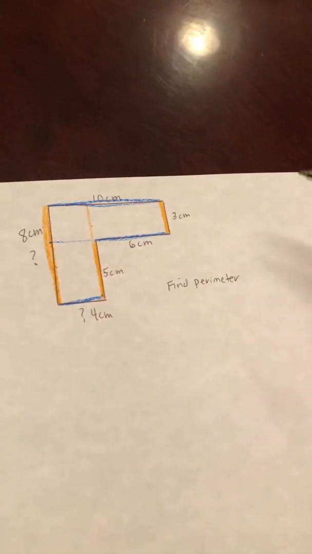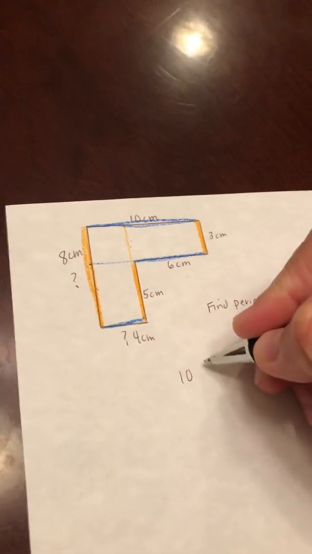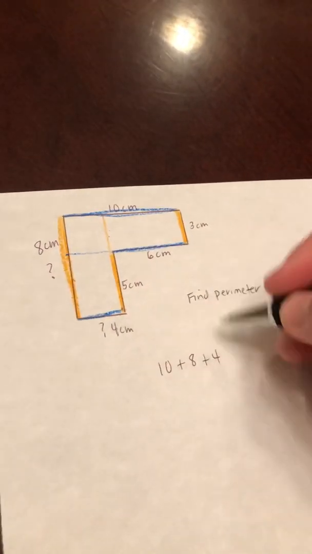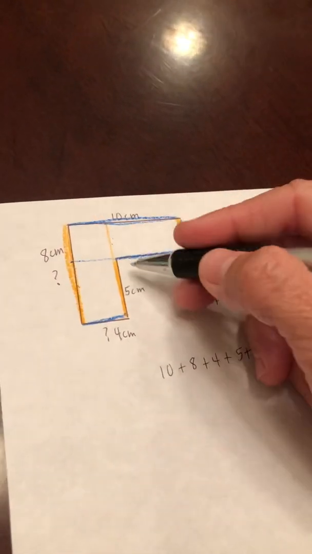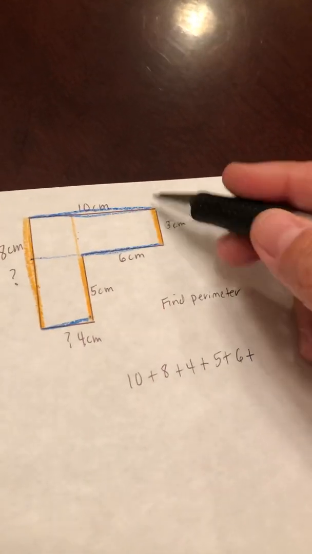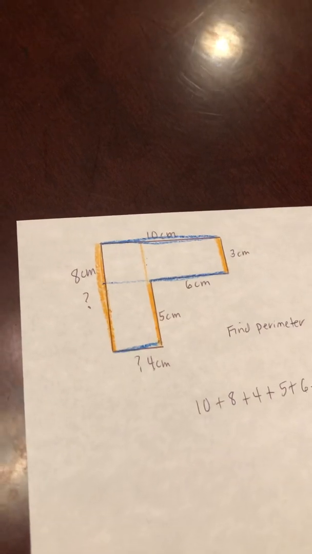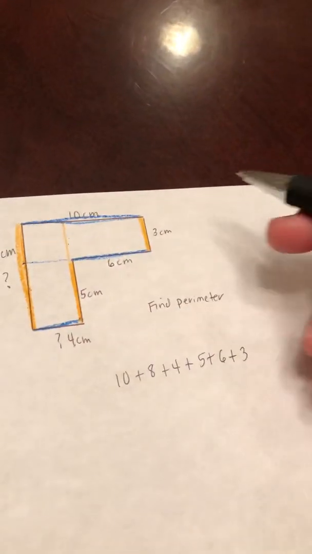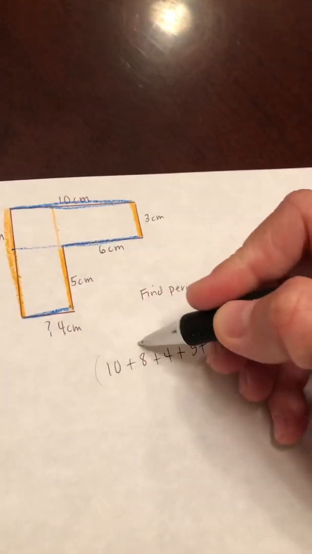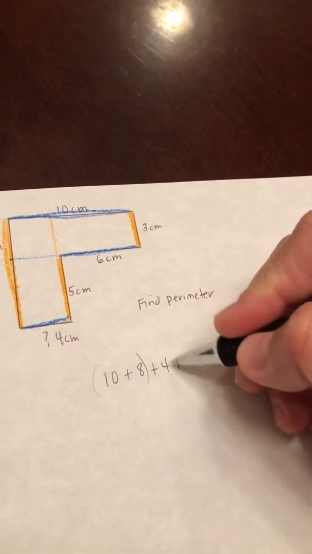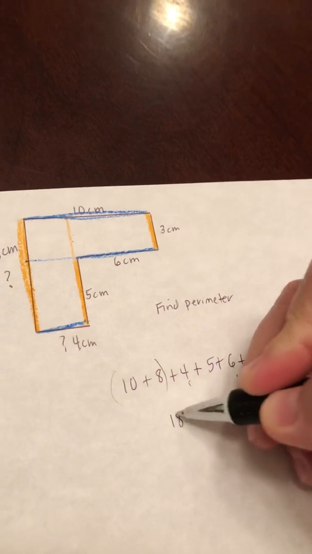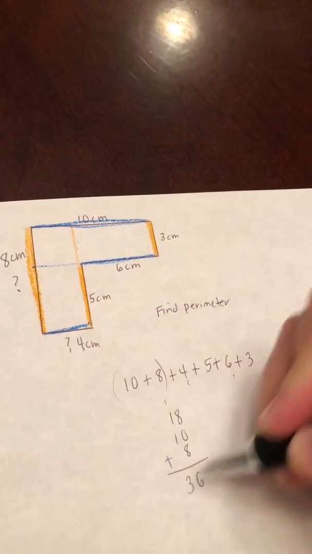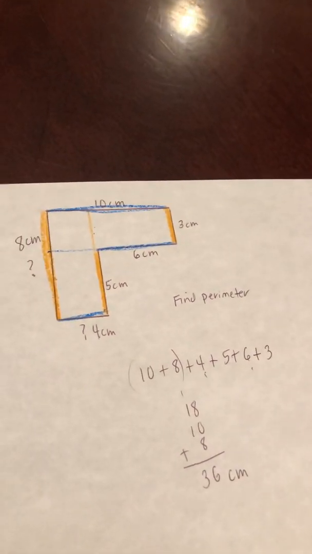Now to find the perimeter, I just have to go around and add all of these up. 10 centimeters plus 8 centimeters plus 4 centimeters plus 5 centimeters plus 6 centimeters plus 3 centimeters. Add all those up. I got 1, 2, 3, 4, 5, 6 sides. 1, 2, 3, 4, 5, 6 numbers added together. So I'm just gonna add what looks easy here. So 18. This and this is 10. So 18, 10. There's another 8. All right, so it gives me 36 centimeters for my perimeter.